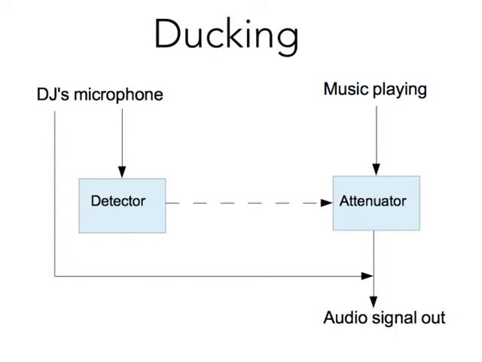One common use of sidechaining is a technique known as ducking, which is widely used in broadcasting. So in this scenario here, we have two signals, the DJ's microphone and the music being played. The signal from the DJ's microphone is going straight to the output that's being broadcast. However, the music being played is being sent to the attenuator of a compressor. As you can see, the detector of this compressor is receiving its input from the DJ's microphone.